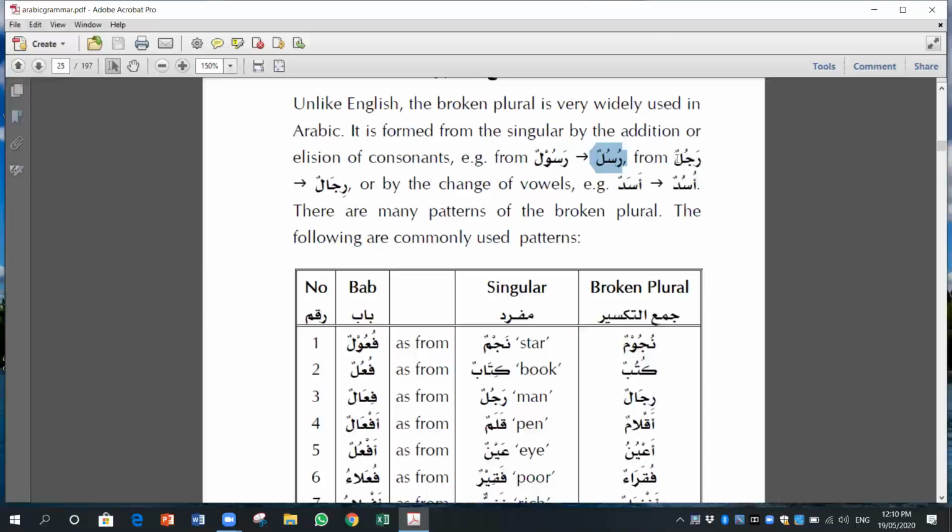Many messengers. And Rajulun is one man, singular. And what is the plural? Rijalun, right? So these are the examples of broken plurals.